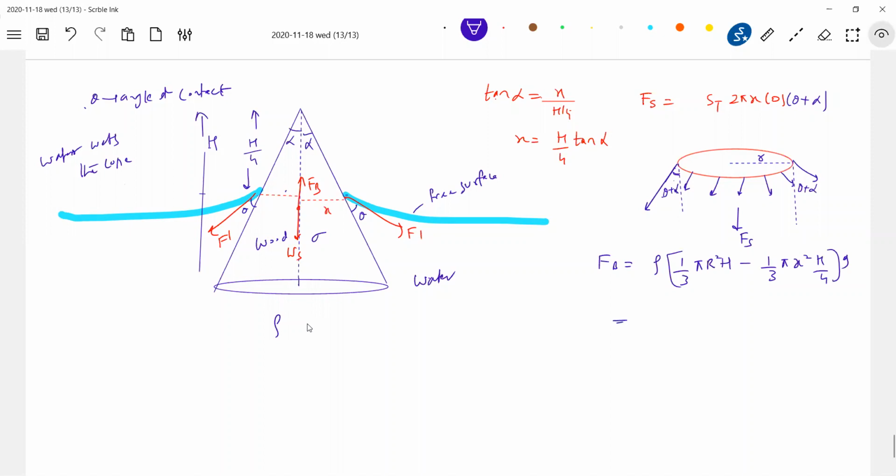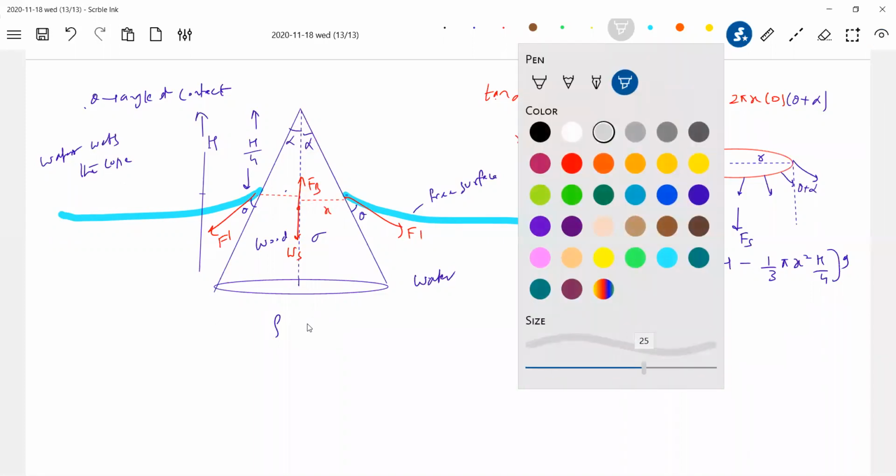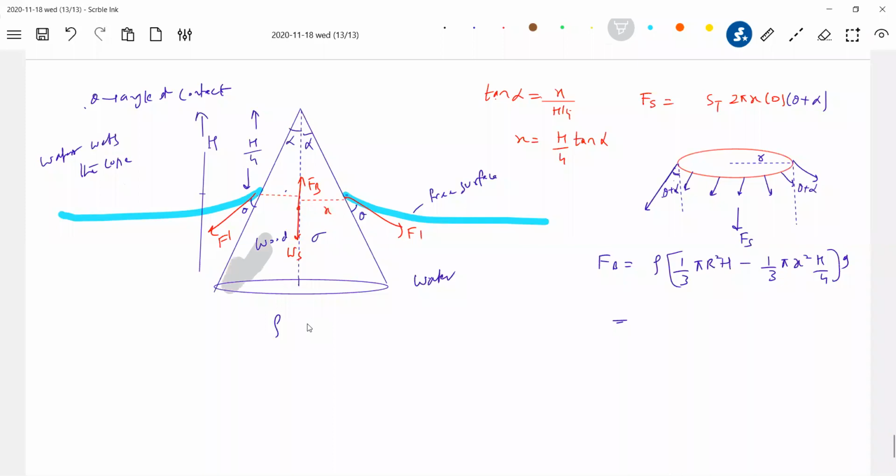Volume immersed. Okay, there is a volume immersed. No, this part is the volume immersed. In the bigger cone, I'll subtract the volume of this smaller cone. I think it is some small geometry, nothing big, no. A student must have geometry clarity. Okay, now we got the buoyant force, so we know the weight of the solid.